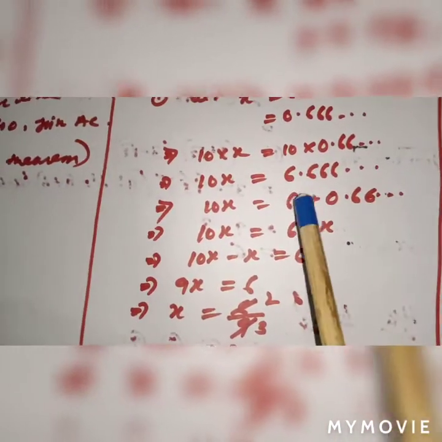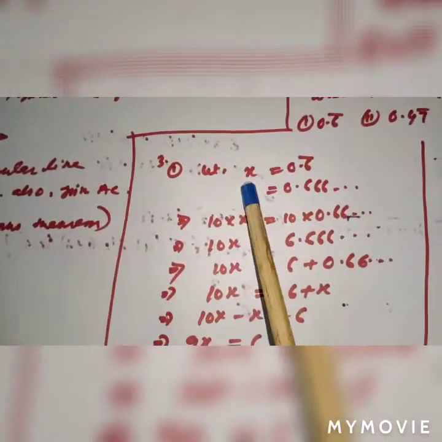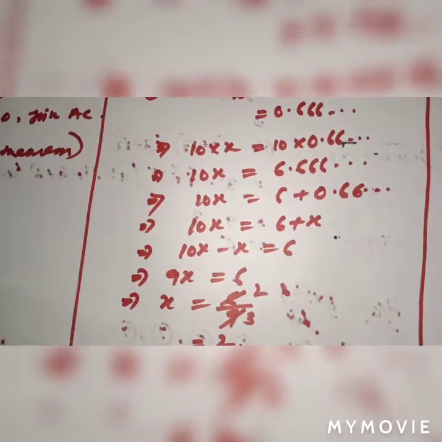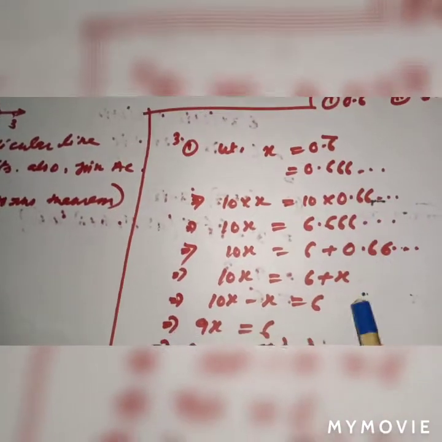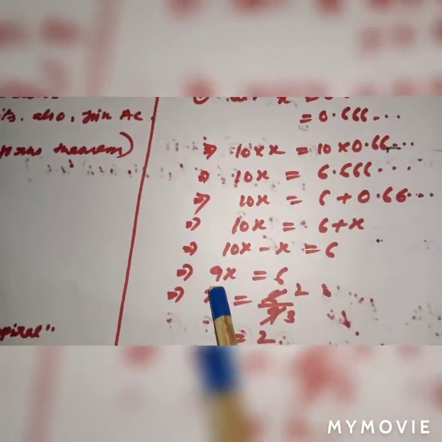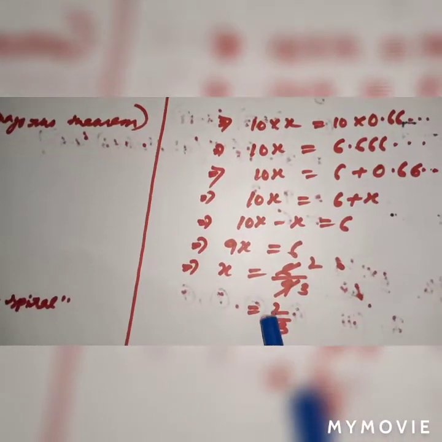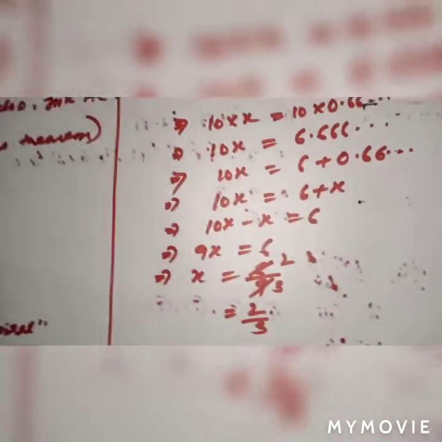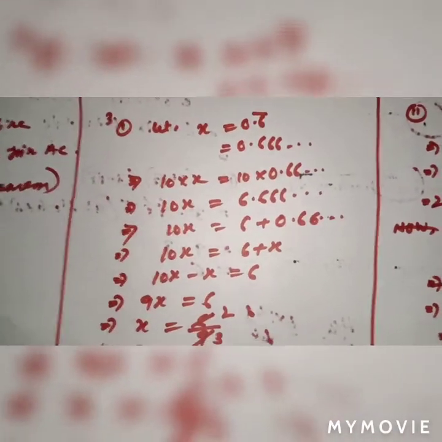Now you can break this one: 6 plus 0.66, because 6 plus 0.66 means 6.66. After breaking, this 0.66 means what? What have we taken? x. So this side is fixed: 6 plus x. Look, 6.66 we break like that, we got 6 plus 0.66, and 0.66 means x. Now x you transfer to this side. So 10x minus x is 9x, and this is 6. If 9 you transfer to that side, divide. 3 2s are 6, 3 3s are 9. The fraction is 2 by 3. Now try and verify yourself. Divide 2 by 3, then you will see you will get 0.666. So understood?